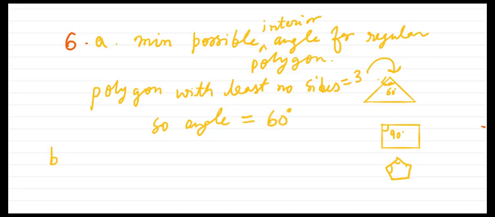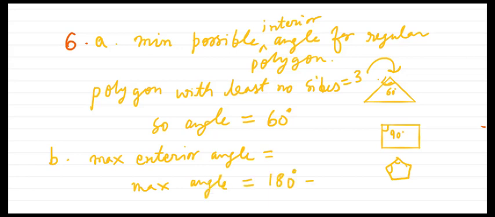Good. In the sixth question you have a B part as well. What is the maximum exterior angle? The maximum exterior angle will be 180 minus the minimum interior angle. So 180 minus 60 degrees, that will be 120 degrees.